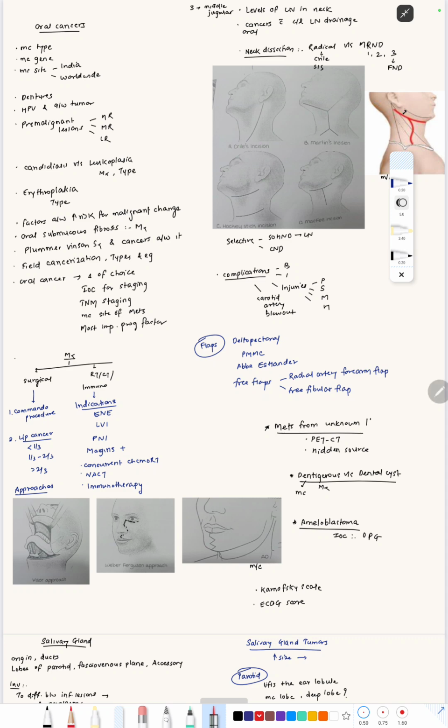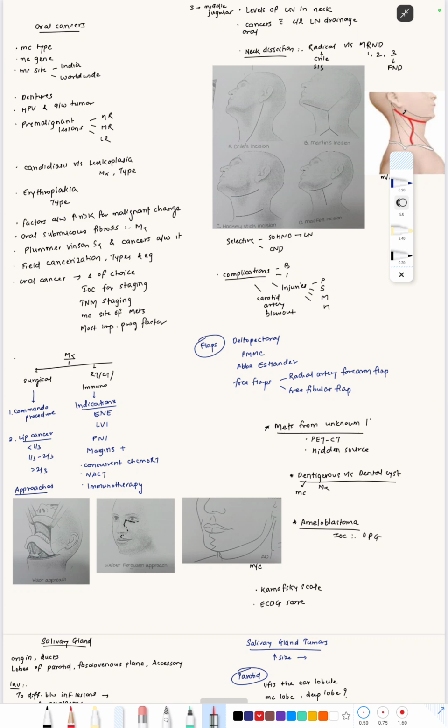Now the investigation of choice for staging is going to be the CECT, that is contrast-enhanced CT of PNS, head and neck. Then TNM staging. Very important is this TNM staging. In the TNM staging, there are T1, T2, T3, T4 stages. These stages depend upon the size of the tumor as well as the depth of invasion.